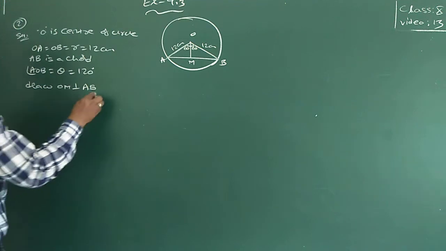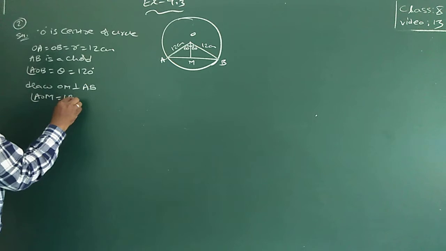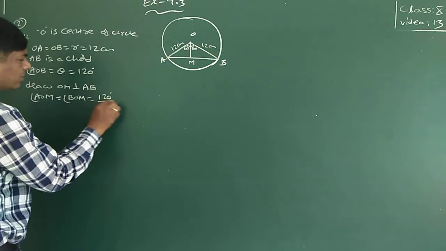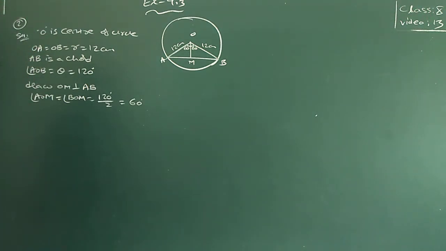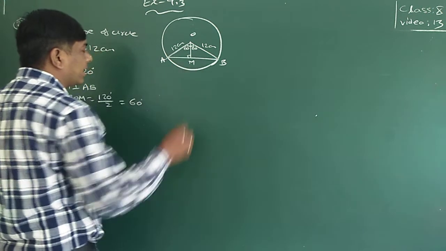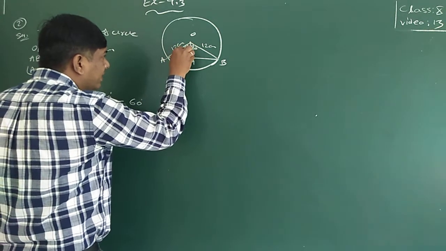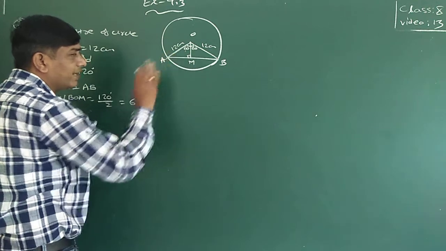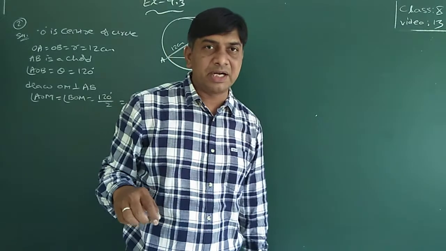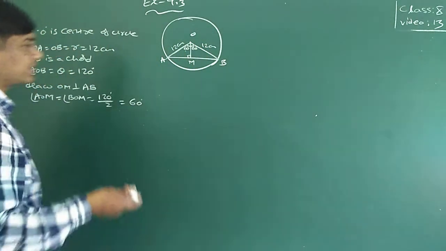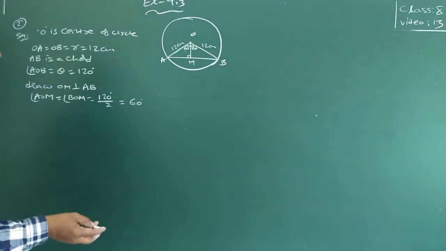Then angle AOM is equal to angle BOM is equal to 120 degrees by 2, 60 degrees. This perpendicular line is the angular bisector. When you draw this perpendicular line, this angle 120 degrees is divided into 60 and 60, and AB is divided into two equal parts. A line drawn from the center to the chord perpendicularly bisects the chord. By using that concept, AM is equal to MB, and angle AOM is equal to angle BOM is equal to 60 degrees.